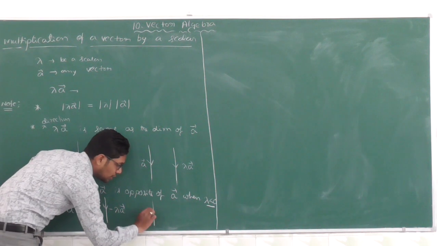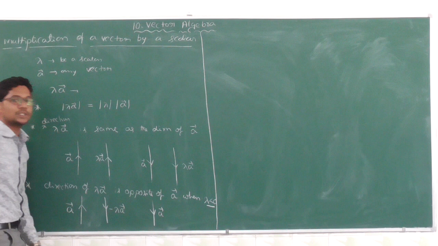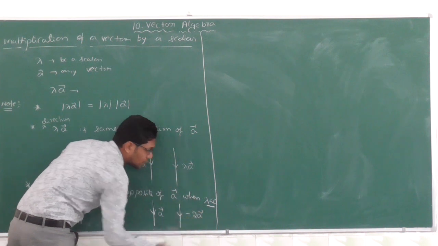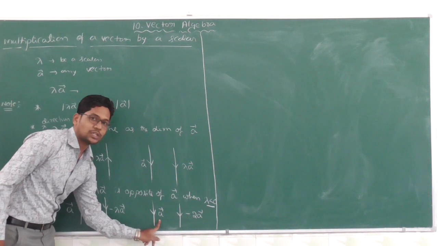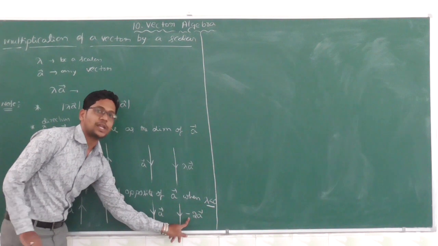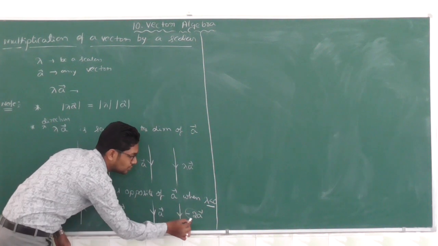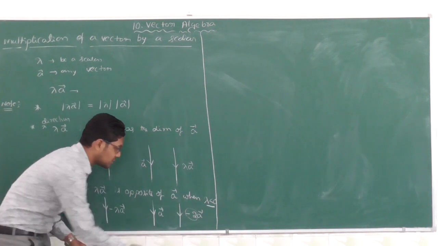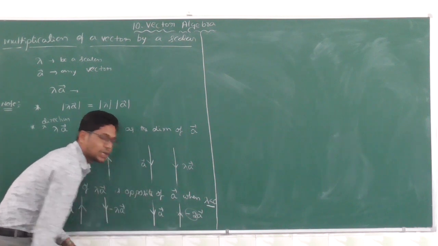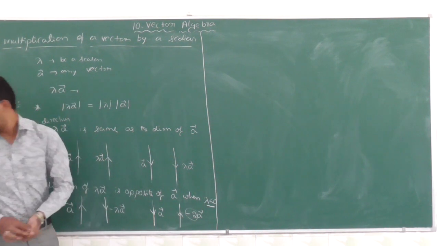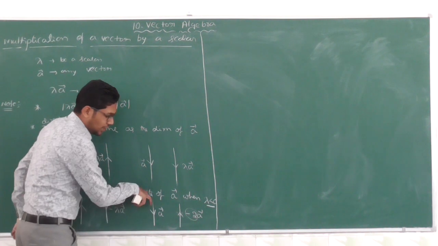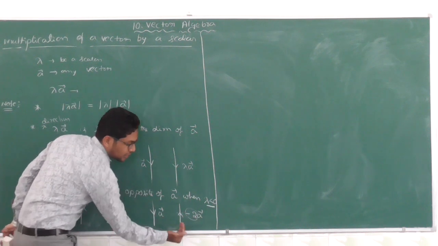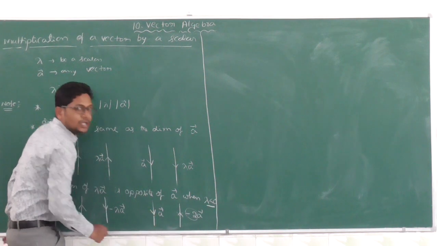I will give an example. It is the vector a. Then what about the vector minus 2a? Here the lambda value is negative, that means lambda is less than 0. See, minus 2 is less than 0. Minus 2a vector is opposite of a vector. If the direction of a vector is like this, then the direction of minus 2a is like this, opposite.